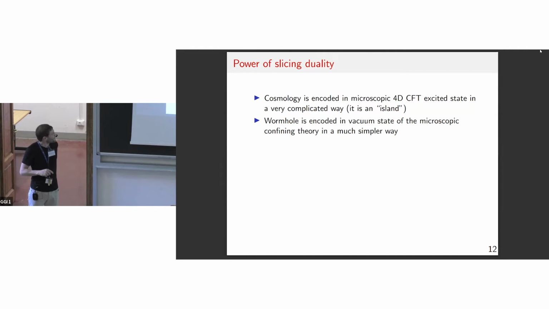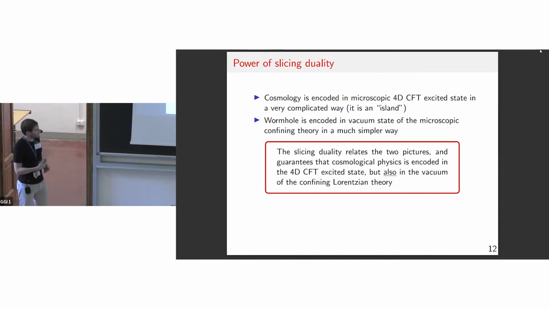So in the microscopic dual theory, it's much easier to probe the wormhole than to probe the cosmology. But that's where the slicing duality comes into play, because we know that these two theories are equivalent and related to each other by double analytic continuation. So if you want to probe something in the cosmology, the idea is that you can use the normal AdS/CFT dictionary, probe the wormhole, then analytically continue the observable to probe the cosmology. And that's much simpler than using some very, very hard to use dictionary for the cosmology directly.